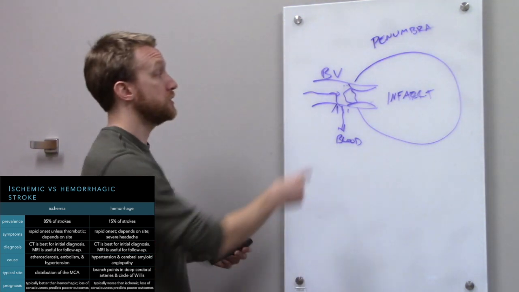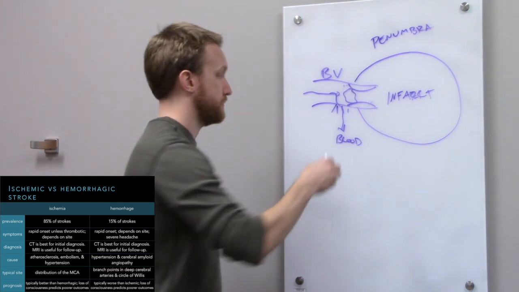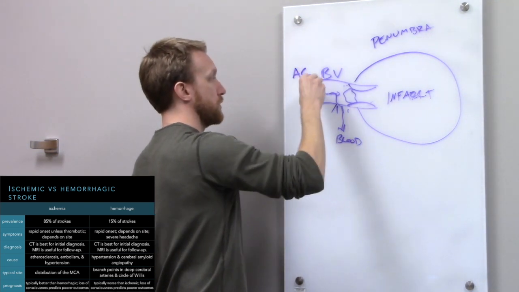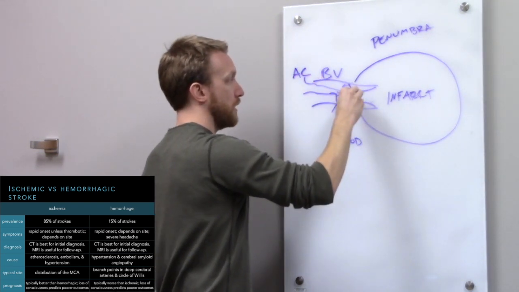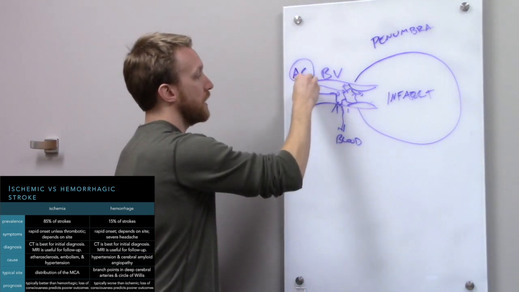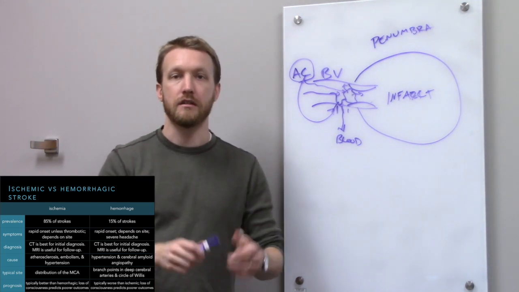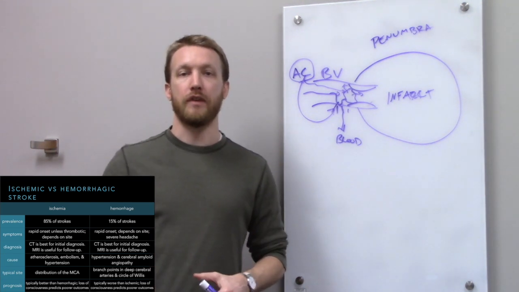If we have blockage, well, then we're going to treat with anticoagulants. We're going to use anticoagulants to help break up this cluster. But if we were to apply anticoagulants when we have hemorrhage, you would make things worse. So we use CT to determine whether there's a bleed or not, and we'll follow up with MRI.